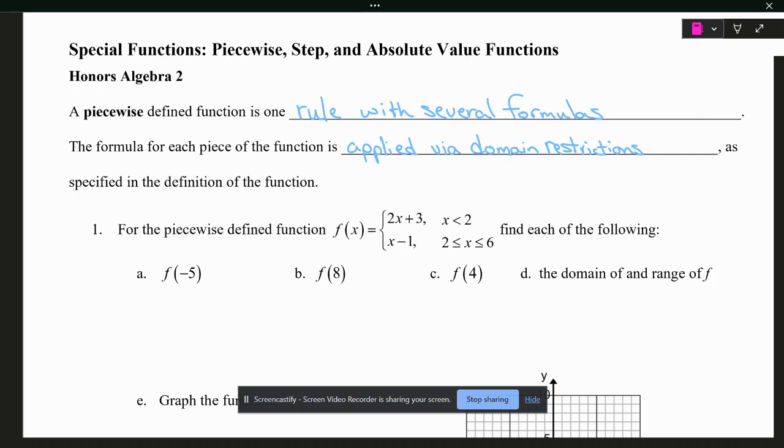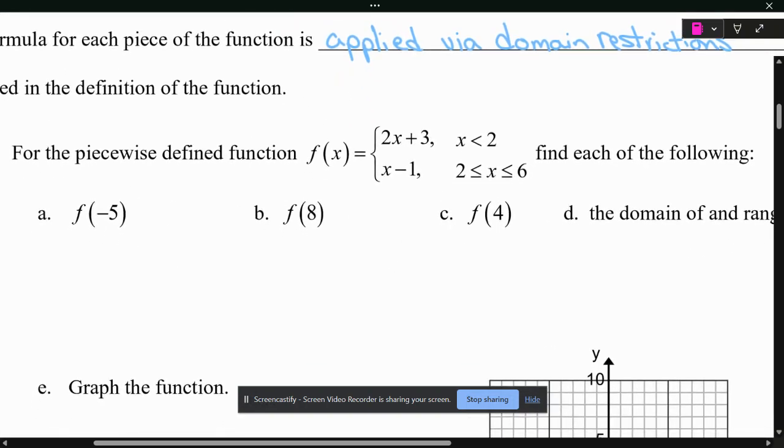For the piecewise defined function, if you take a look, this is what a piecewise looks like. It's mainly one or more functions that have some type of domain restriction on the end. These things being the domain restriction. So we're only graphing those specific pieces of it or finding those specific items.